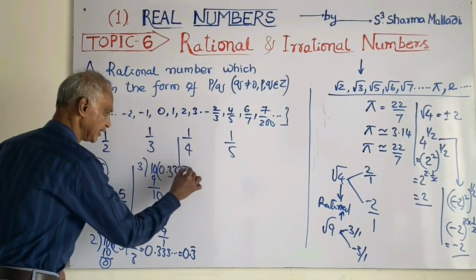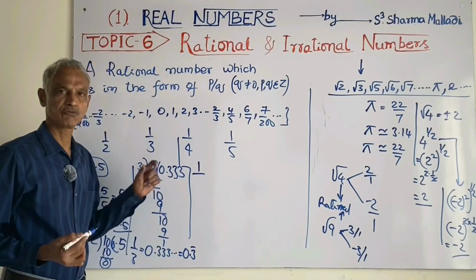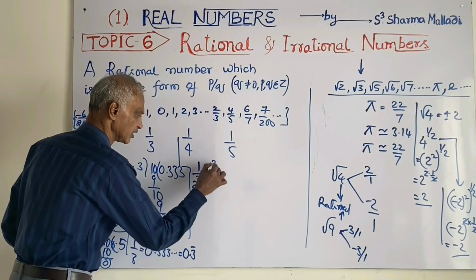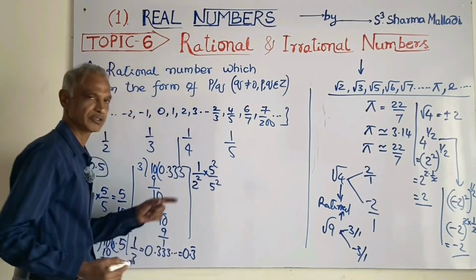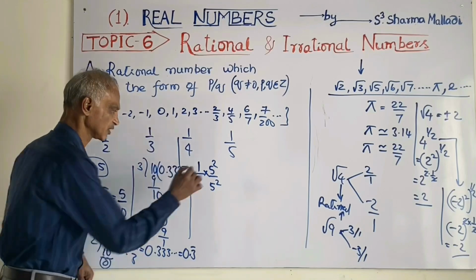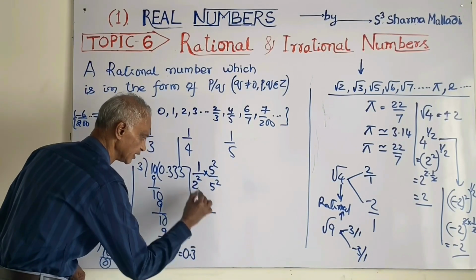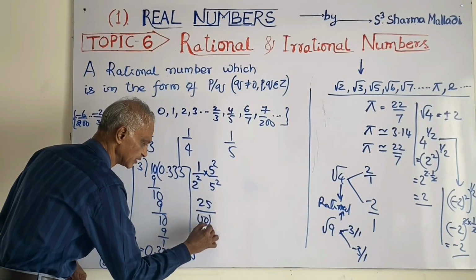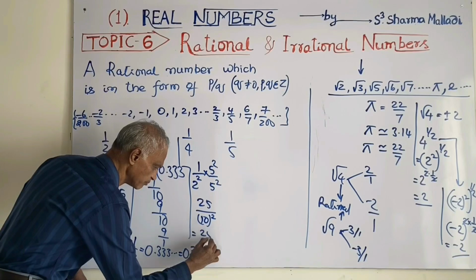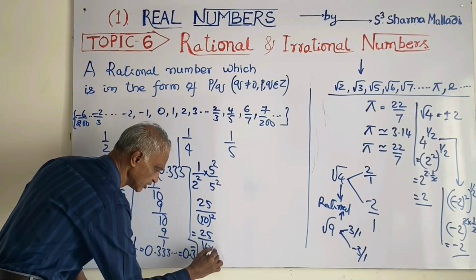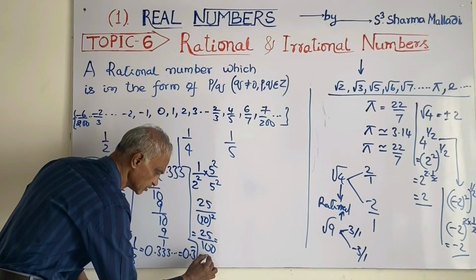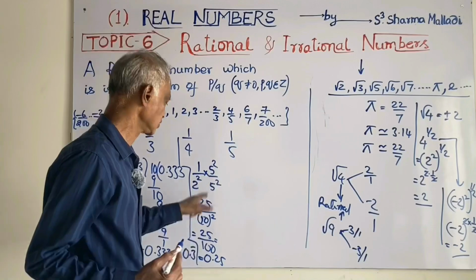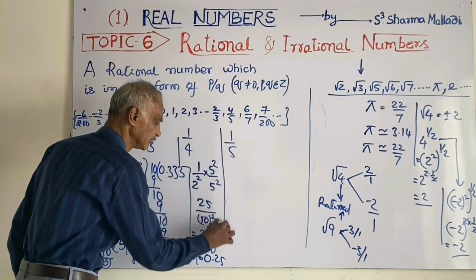Now I will take 1 by 4. 4 can be written as 2 squared. You multiply and divide by 5 squared. 5 squared is 25 over 2 squared times 5 squared, and 2 times 5 is 10, so 10 squared is 100. 25 by 100 means you will get 0.25. When you divide 1 by 4, you also get 0.25.